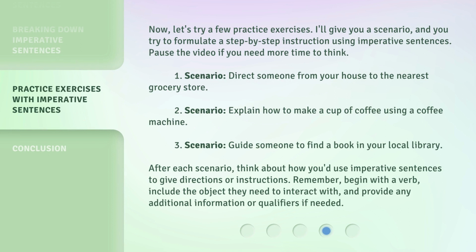Now, let's try a few practice exercises. I'll give you a scenario, and you try to formulate a step-by-step instruction using imperative sentences. Pause the video if you need more time to think. 1. Scenario: direct someone from your house to the nearest grocery store. 2. Scenario: explain how to make a cup of coffee using a coffee machine. 3. Scenario: guide someone to find a book in your local library.